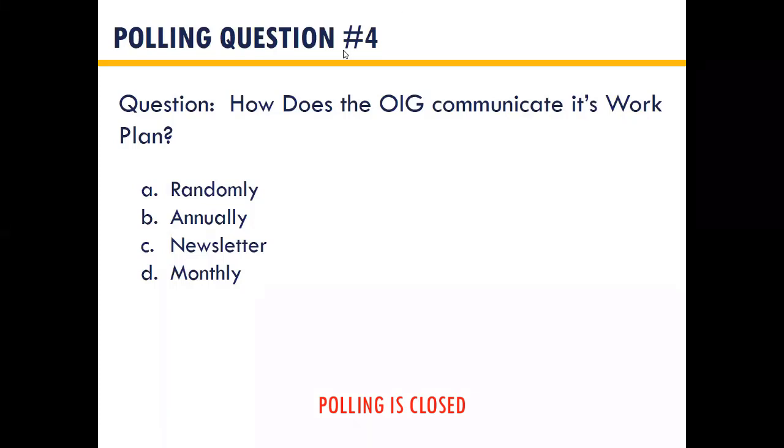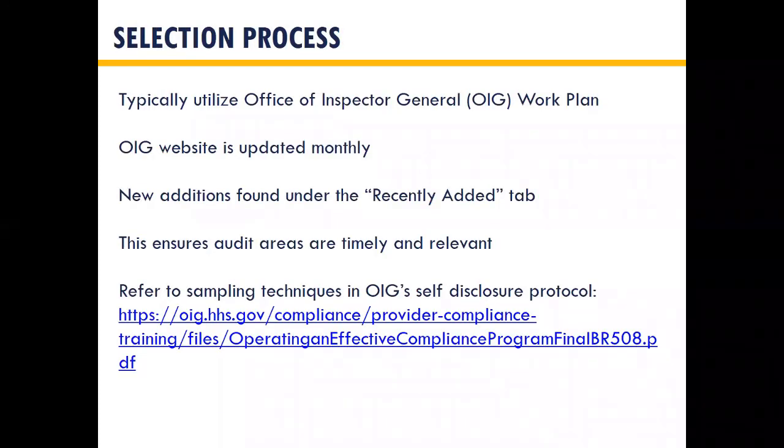Okay, it is definitely understandable that over 50% of you put annually. The OIG just recently changed how they perform their work plan. So the OIG was annually. They would come out with their work plan. You would wait by your desk with bated breath, and then you would go on and you would devour that work plan to see what they were looking at.